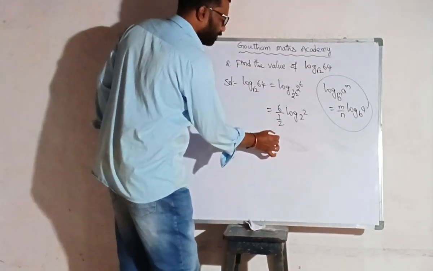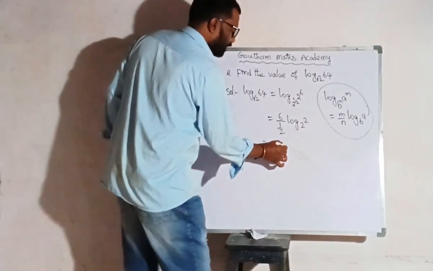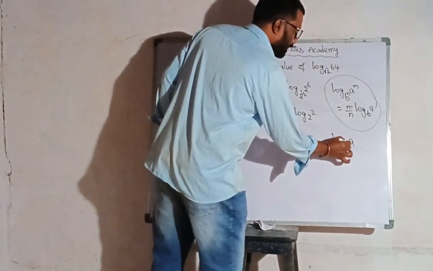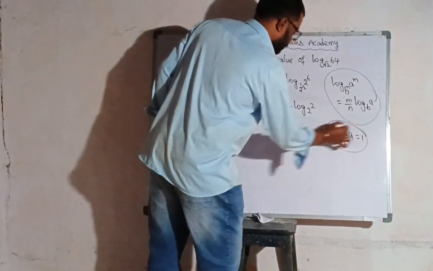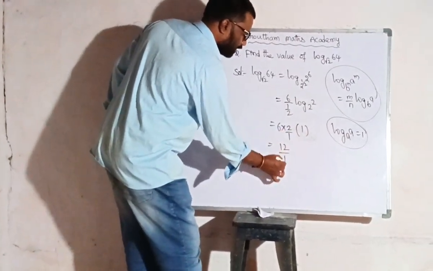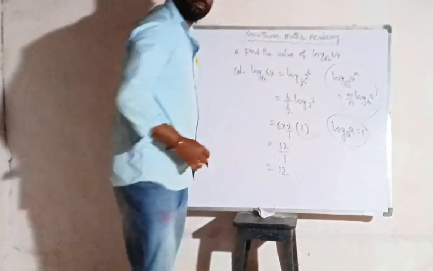6 by 1 by 2 means 6 into 2 by 1. Log 2 base 2 is 1 because log a base a is 1. So 6 into 2, 12 into 1, that is 12.